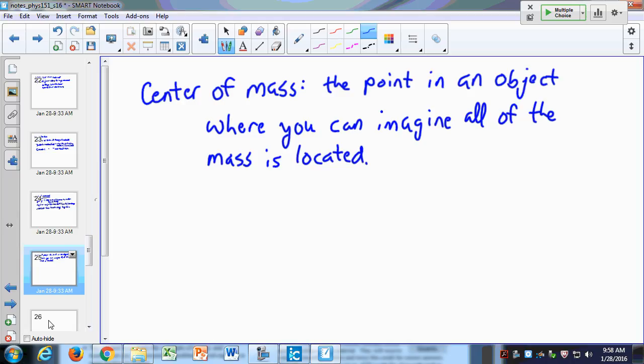But you can think of it in terms of your own body. For a human being, the center of mass is right around here, right about the belly button or so. So that you can imagine that all of your mass is located in that point. However, I can change my center of mass. So say, for example, my center of mass is right around here. What if I pick up this table? Where is my center of mass now?